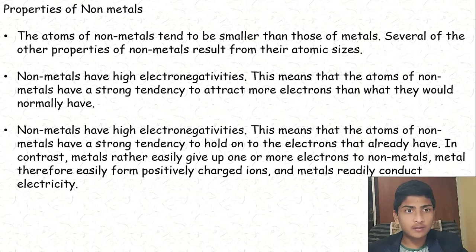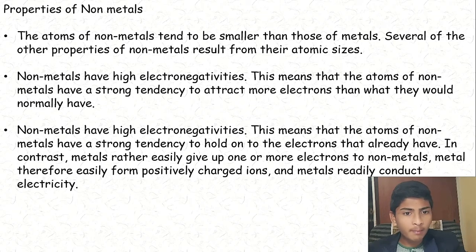These non-metals tend to be smaller than metals. They are not larger and stronger than metals, and they have high electronegativities. It means they can easily attract electrons. Non-metals have high electronegativities, which means a strong tendency to hold on to the electrons that they already have.